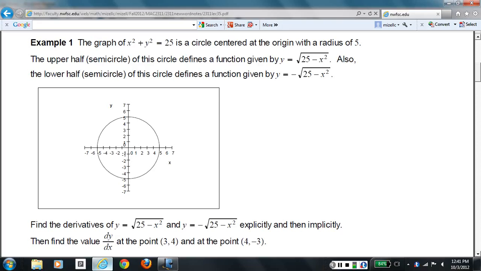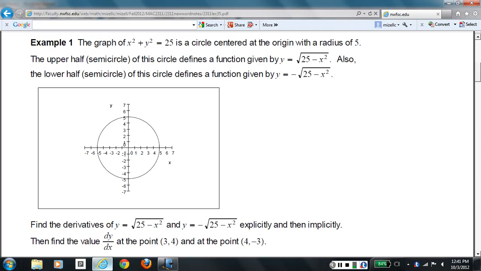But we can write it if we look at the top half of the graph and solve this equation for y. We can write it as y equals the square root of 25 minus x squared. That'll give the equation of the semicircle that is the top of the graph. And then y equals the negative of that, negative square root of 25 minus x squared. That's the semicircle that's the bottom of the graph.